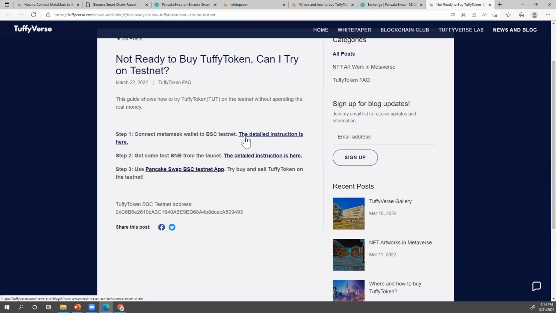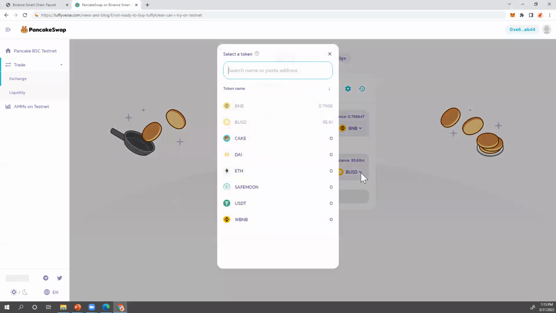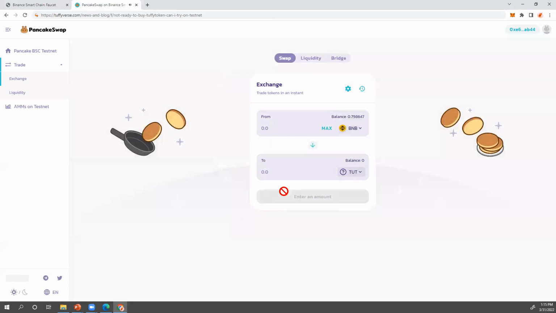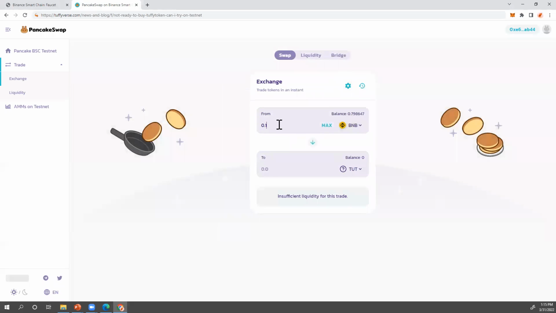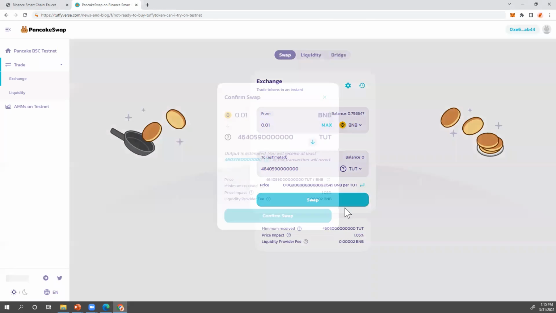So first connect to the testnet, and also get some test Ether, and also use the testnet app. So this is the token address of Taffy token on BSC testnet. You can copy and paste over here. For example, if I want to use BNB to buy Taffy token on the testnet instead, then I can do add here. Then I'm going to click here. I want to buy 0.001 to Taffy token. So I can click swap.